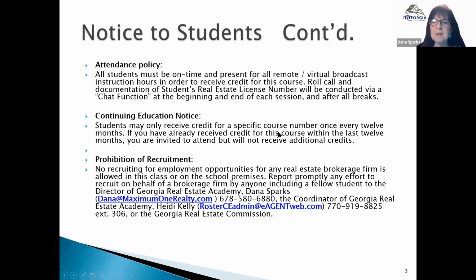No recruiting for employment opportunities for any real estate brokerage firm is allowed in the class or on school premises. Report promptly any effort to recruit on behalf of other brokerages to myself, Dana, at MaximumOne.realty.com. There is my phone number. I am the director, and Heidi Kelly is the coordinator of the academy, and her email is rosterceadmin@eagentweb.com, with her phone number. CE credits will be recorded within 1 to 7 business days.